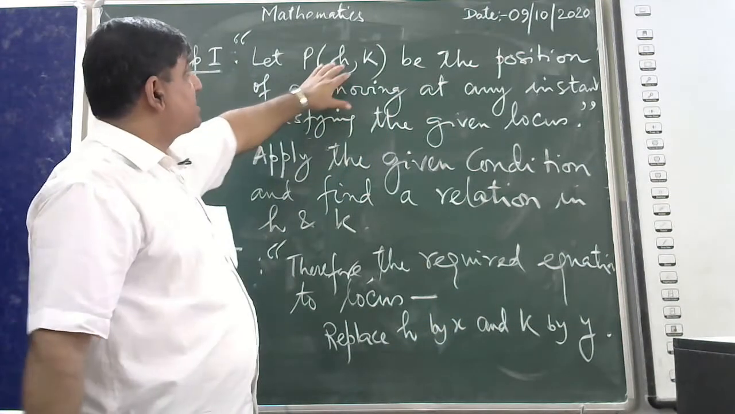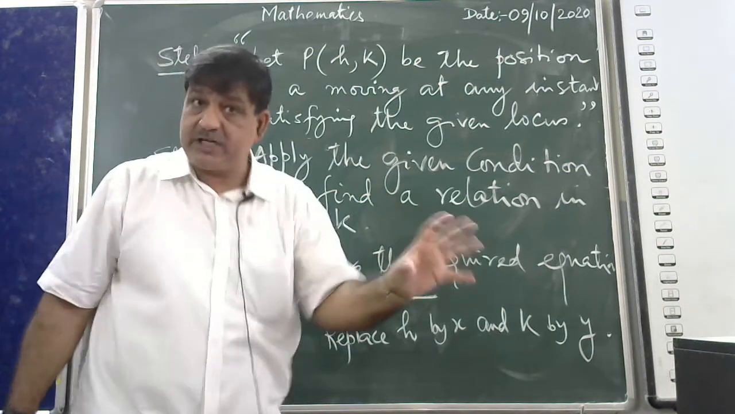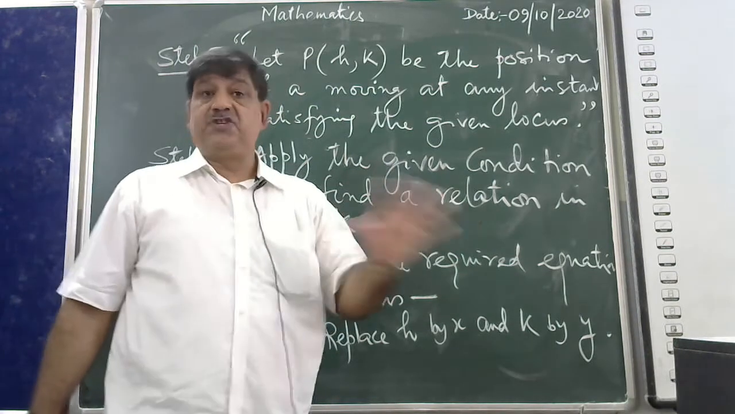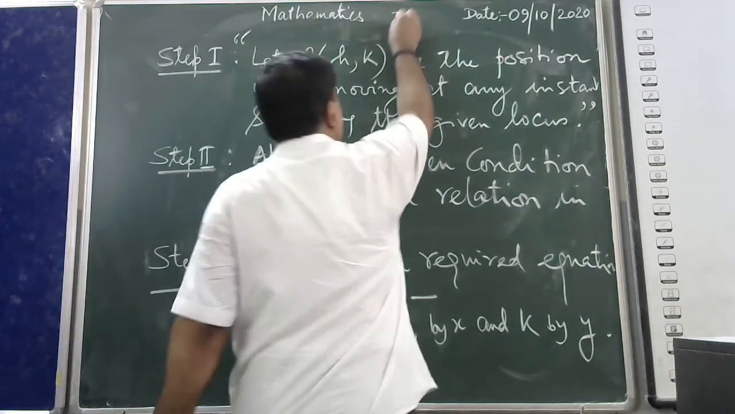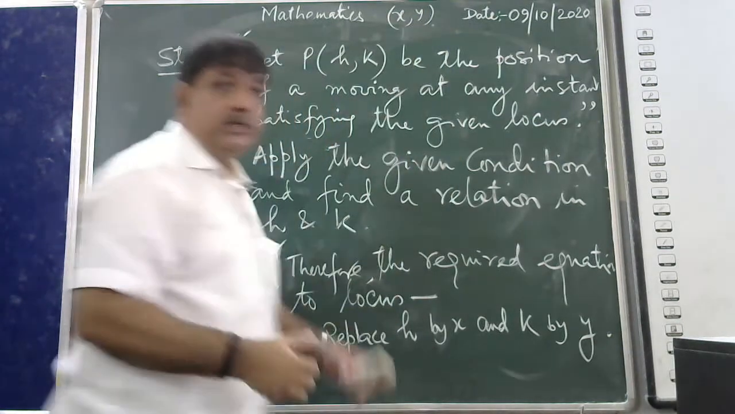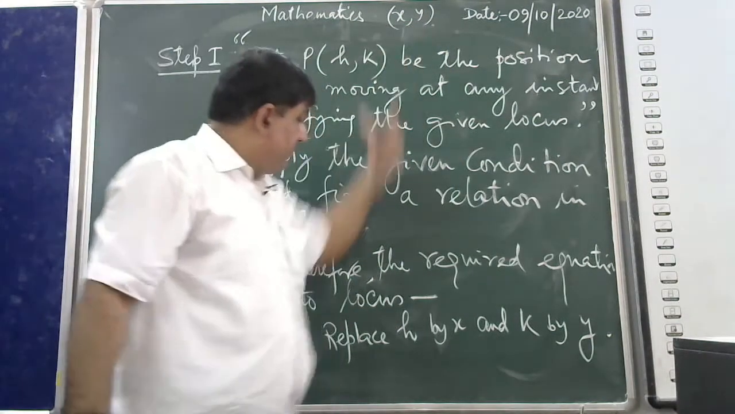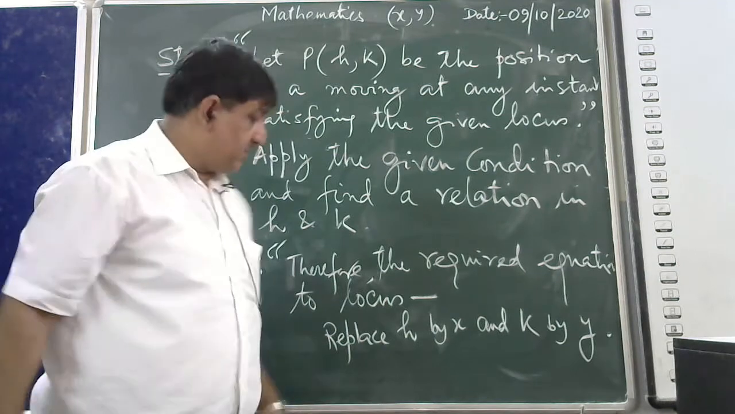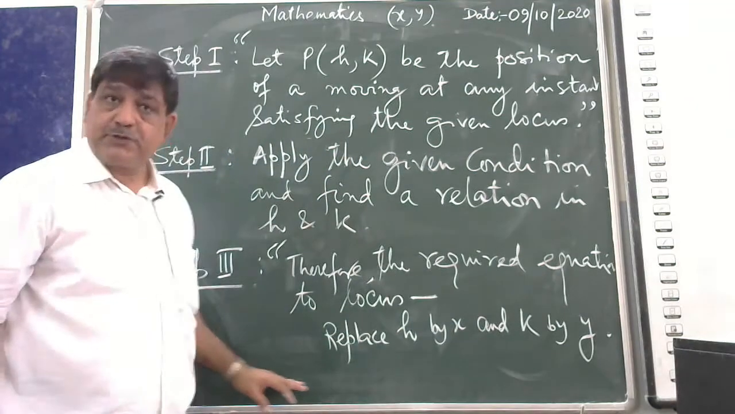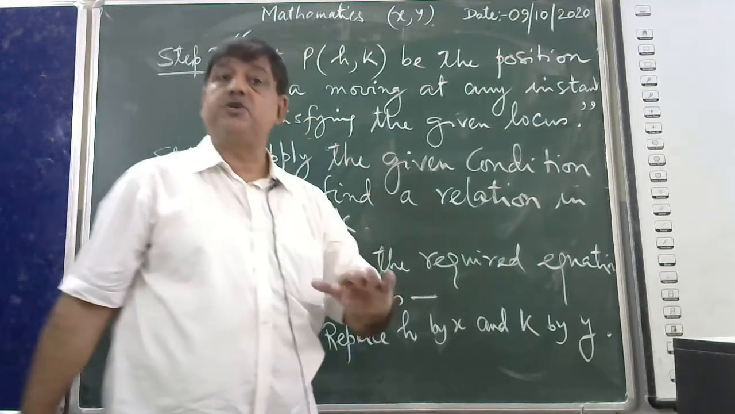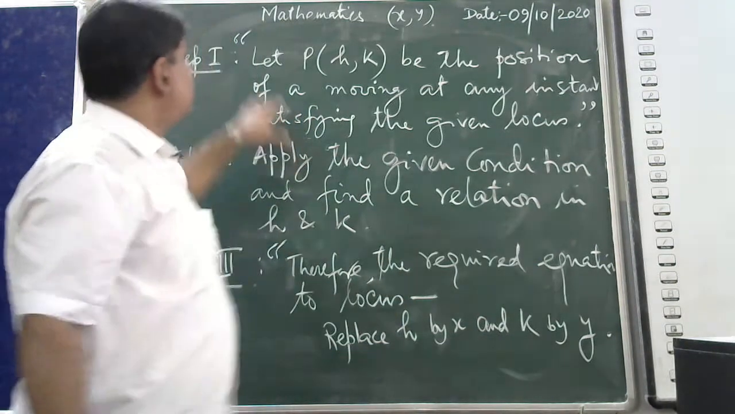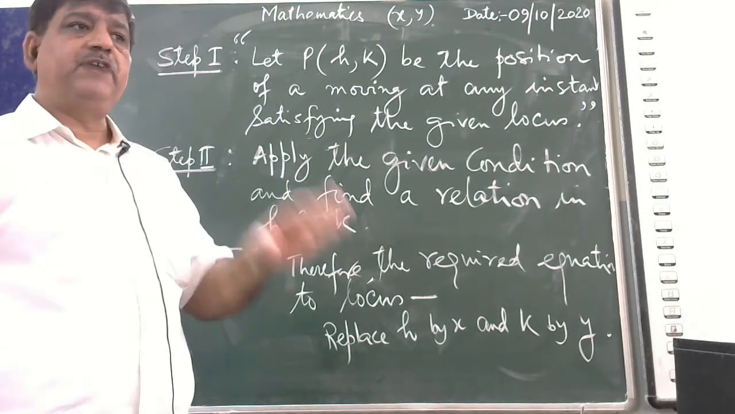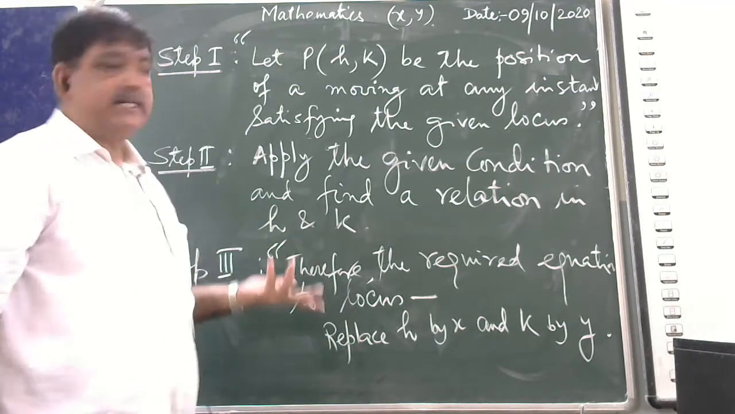Because the condition which is satisfied by a particular point (h, k), if the same condition is satisfied by all the moving points, say with general coordinates (x, y), then that will be your locus. So here we are generalizing (h, k) to (x, y). So the equation to the locus will always be in terms of x and y. So these 3 steps you have to follow, boys, for finding the locus of any point. Now let us start a problem on it.